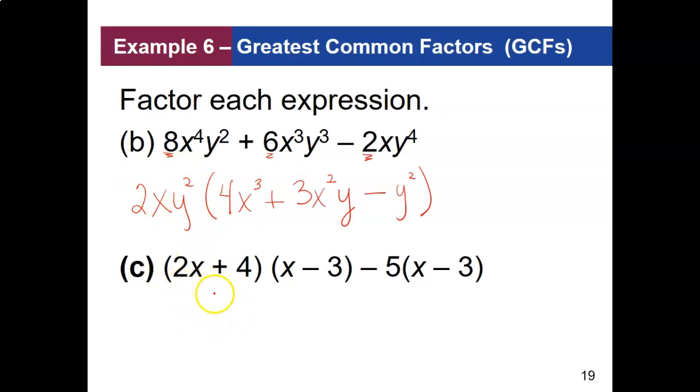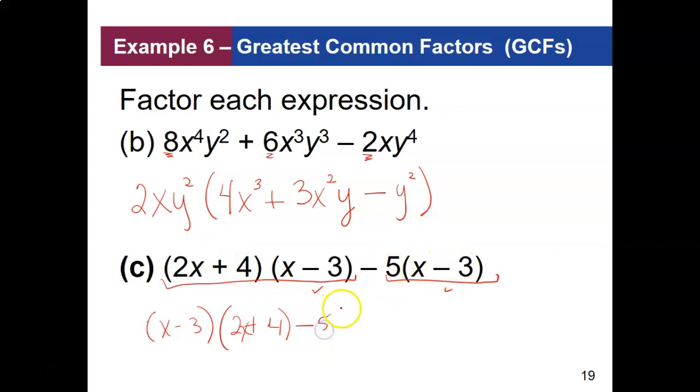When we come down to this last example here, I want you to think about this in terms of one term and one term. It looks much more complicated than that, but think of it that way, because if this is one term and this is one term, then we do see something that's common, and that is this x minus 3. So we can take out the x minus 3. That leaves me with this 2x plus 4 in the first term. So looking at this first term, I took this out, I'm left with this. And then over here, I took this out, so I'm left with the 5.